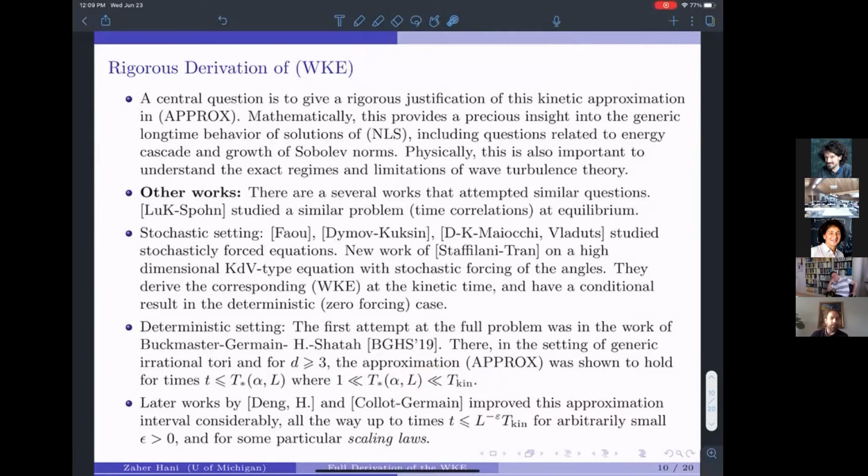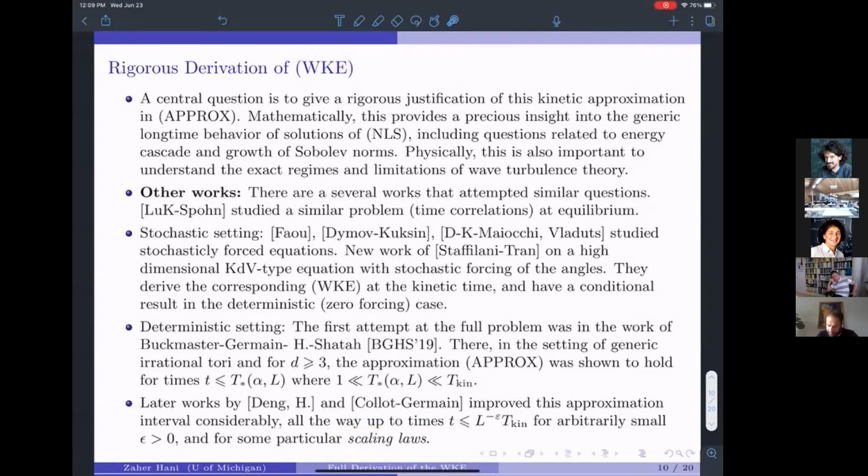So after this result, the following year, there was a work of myself with Yu Deng, and then around the same time, the work of Collin and Germain, which improved this approximation that we did in the first work, and actually removed the genericity assumption. At least we were working on general tori there for most of the result. So we improved this approximation considerably, all the way up to times L to the minus epsilon times the kinetic time scale, where epsilon is arbitrarily small. Okay, and we did this for some particular scaling laws.